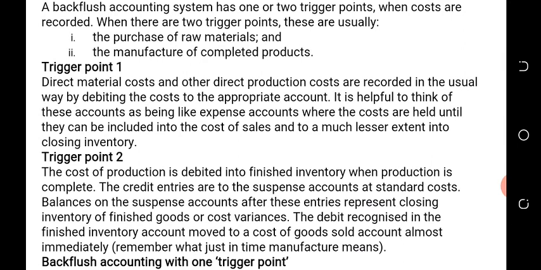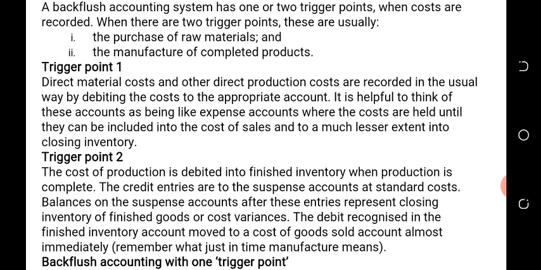So trigger point one is always used to record costs incurred during production. So for your direct material, direct labor, and overhead, all these are what you are going to debit under trigger point one. So trigger point one is those initial costs incurred in production, such as the inventory, direct labor, and overhead.